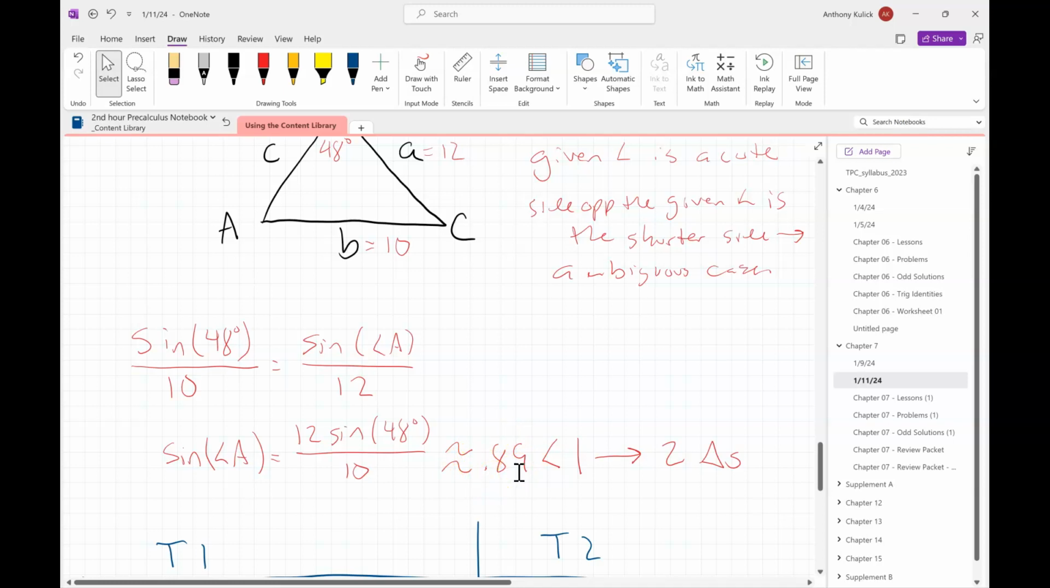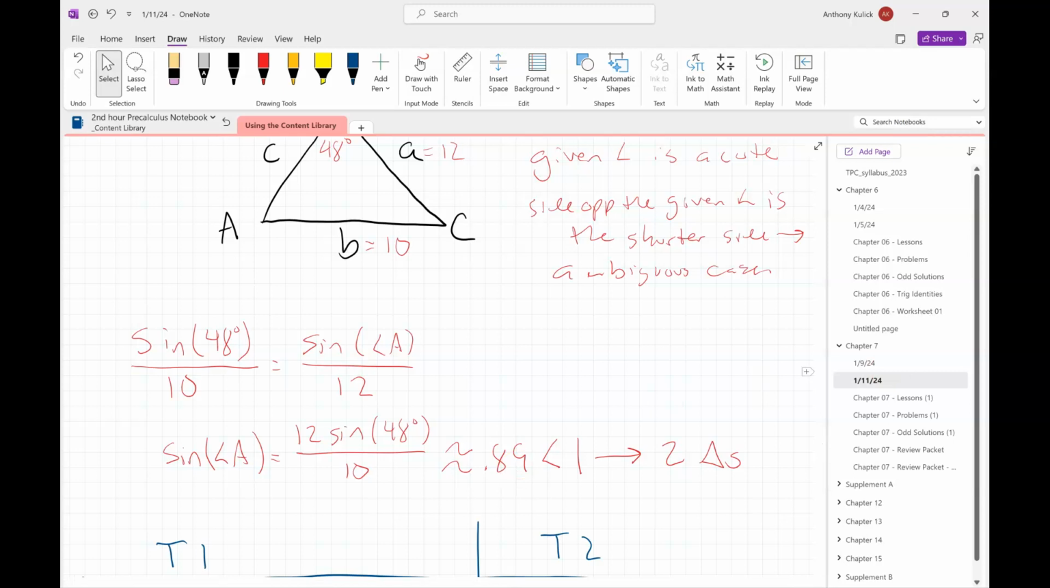All of that stuff had to happen for there to be two triangles. So it had to be SSA, with an acute angle given. The side opposite the acute angle has to be the shorter of the two sides, and then the sine of the angle of the longer side has to be less than 1. So all that stuff had to happen, but that's the only time you can get 2 triangles.